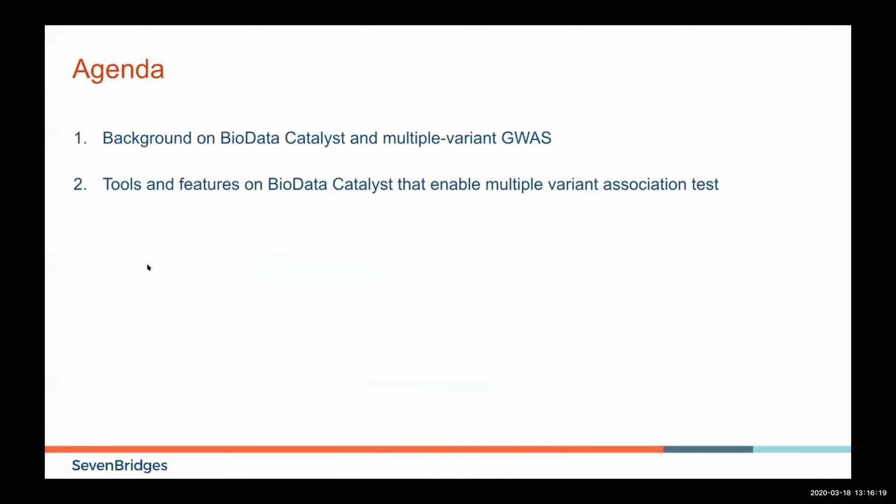This presentation is going to have two parts. I'll start off by sharing some background on the BioData Catalyst ecosystem and the multiple variant GWAS use case. And then in the second part, I'll talk about the tools and features that Seven Bridges developed for researchers performing this type of analysis.